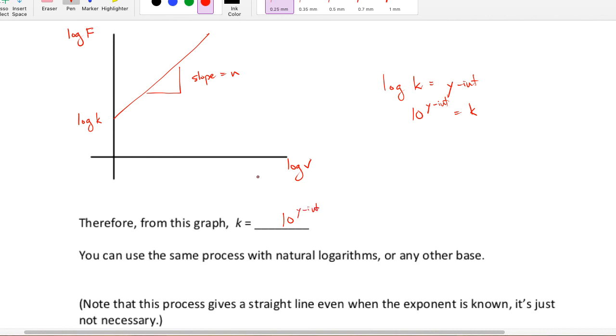So this is a process for finding those constants when we really have no idea how to start. We can use the same process with natural logarithms or any other base, and this would have worked with the equations above, s is equal to at squared, when we knew the exponent, it's just really not necessary. Okay, so that's a quick introduction to linearizing graphs and uncertainty in graphs.